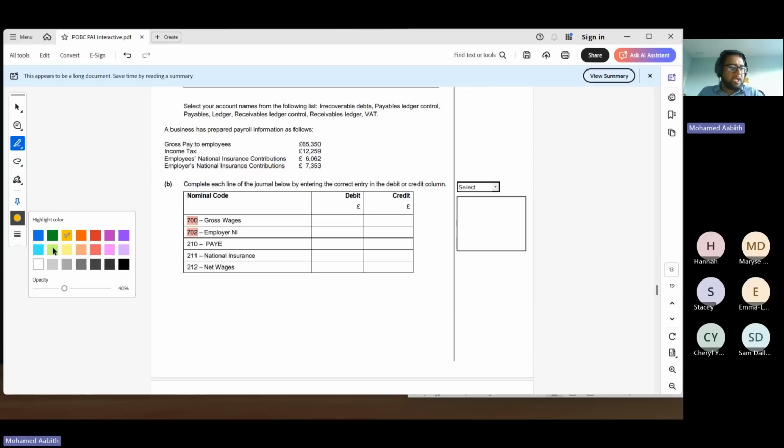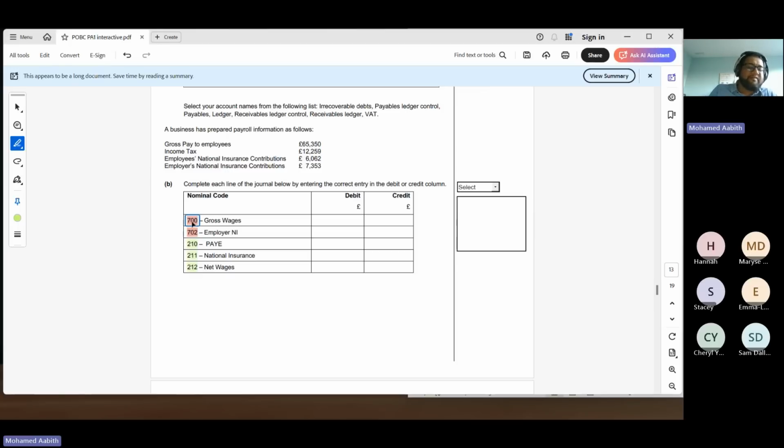So if I look at that here, I'm going to choose this one. These three are different nominal codes to the first two. The first two start with sevens. These are your expenses, and the ones that start with 2 are your liabilities, meaning you owe somebody else on a later day. For example, PAYE and national insurance go to HMRC, and the wages go to the employee. But at the beginning, we create them as a liability. When we pay them out, we clear that liability off.